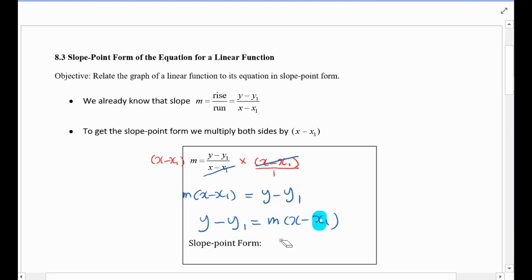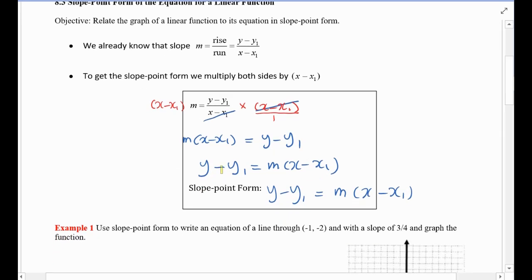Okay, slope-point form. So I want you to write it down: y minus y1 equals m times x minus x1. So remember, you have a negative sign here. Okay, y minus y1 equals m times x minus x1.